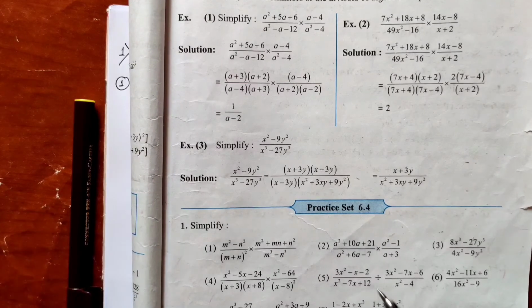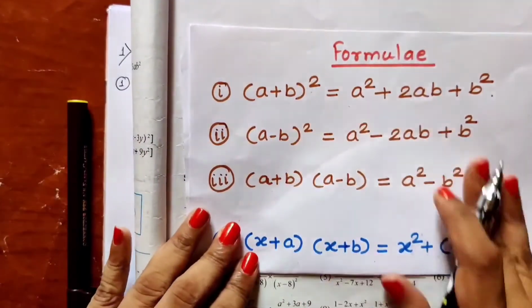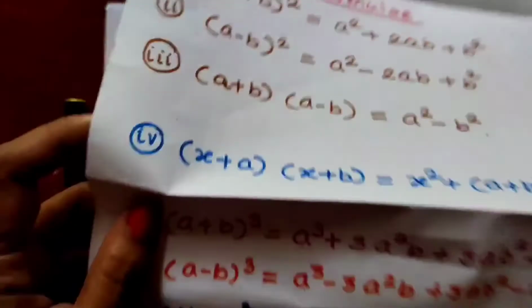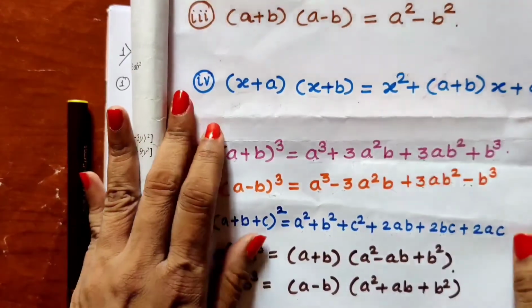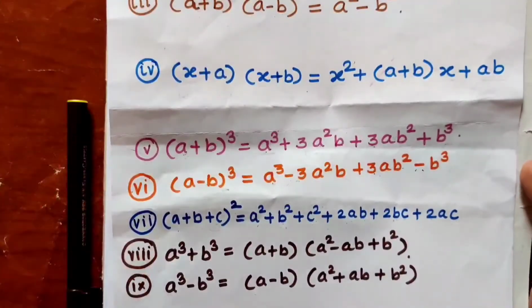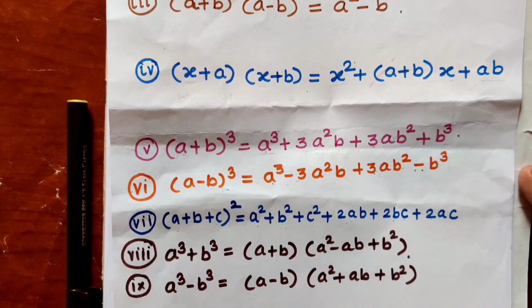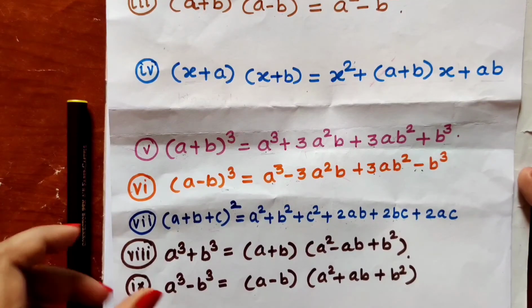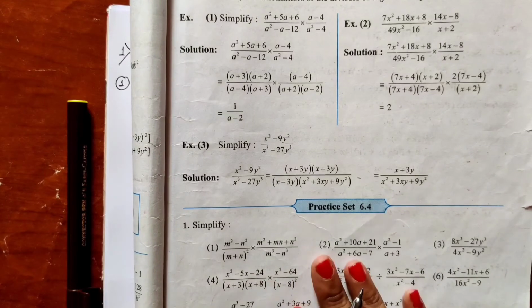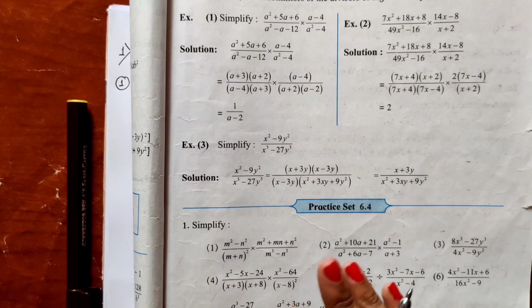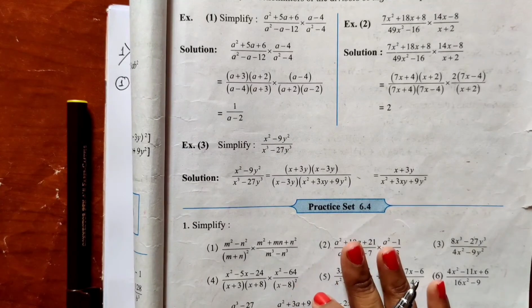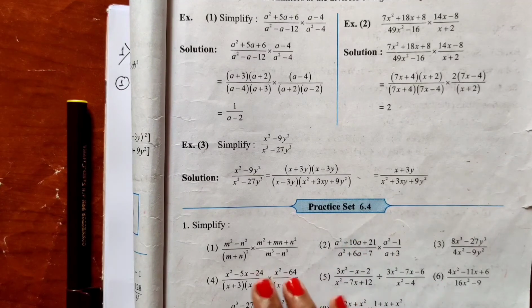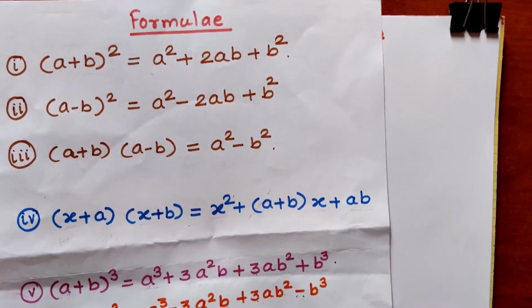So let us see. As we all know, all these formulae we have been using since our practice set 5.2, 5.3. So let us use this formula. Whichever formula is applicable to the given expression, we will have to apply that formula, or if it is possible to factorize, we will have to factorize the expression and then we can cancel it. So let us see. If you practice it properly, it is very easy.